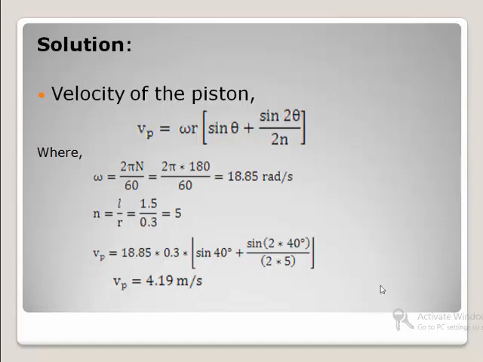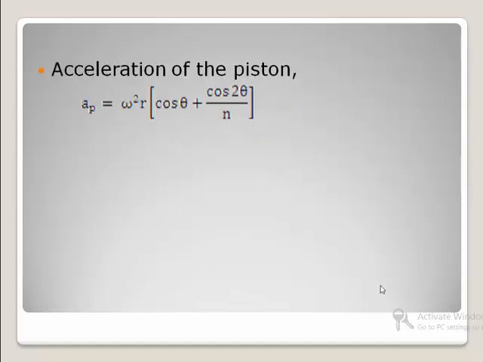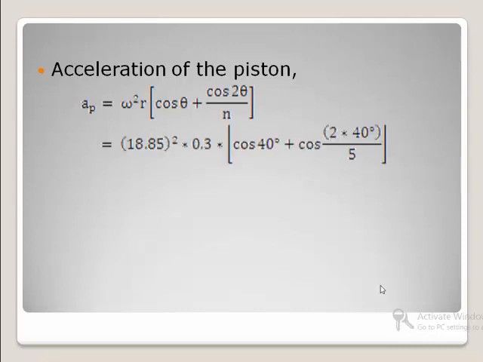Okay. So next, coming to the second part of the problem, that is acceleration of the piston, that can be calculated using this formula: omega square r into (cos theta plus cos 2 theta by n). So omega and n values have been calculated in the previous step. So just by substituting all the values in the formula, we can get the value of acceleration of the piston as 85.35 meter per second square.